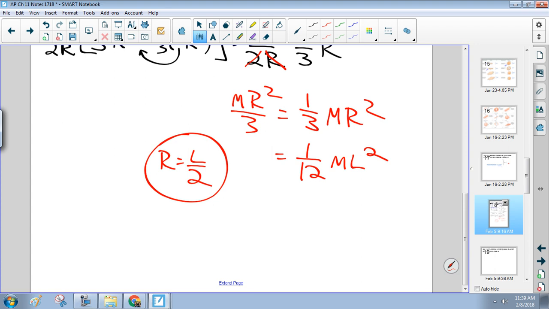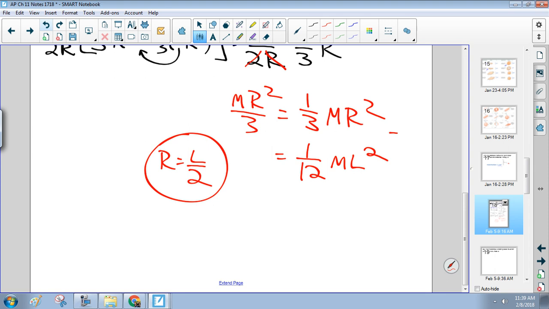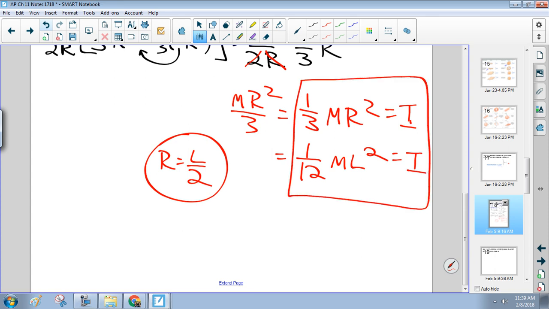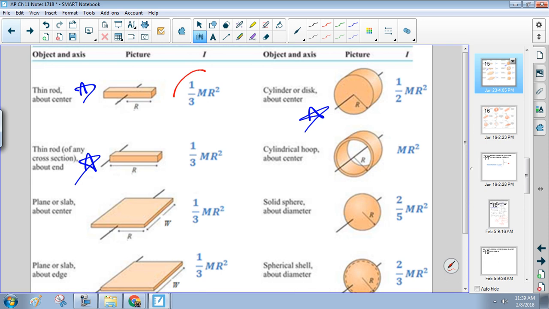All right? So here are two different equations for the rotational inertia of a meter stick about its center. Okay? Where this is R and this is L. Okay? So, and just to show you, look. Here it is, 1/3 m r squared, okay?